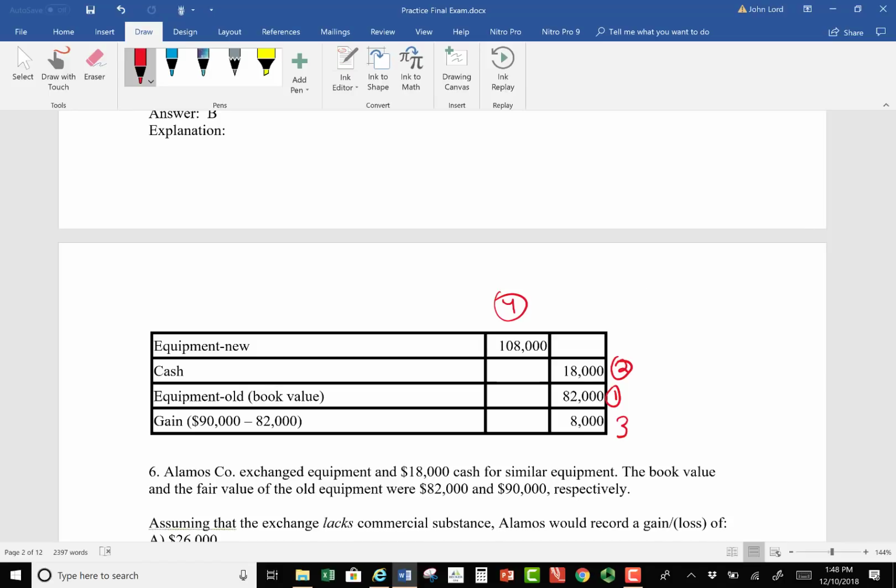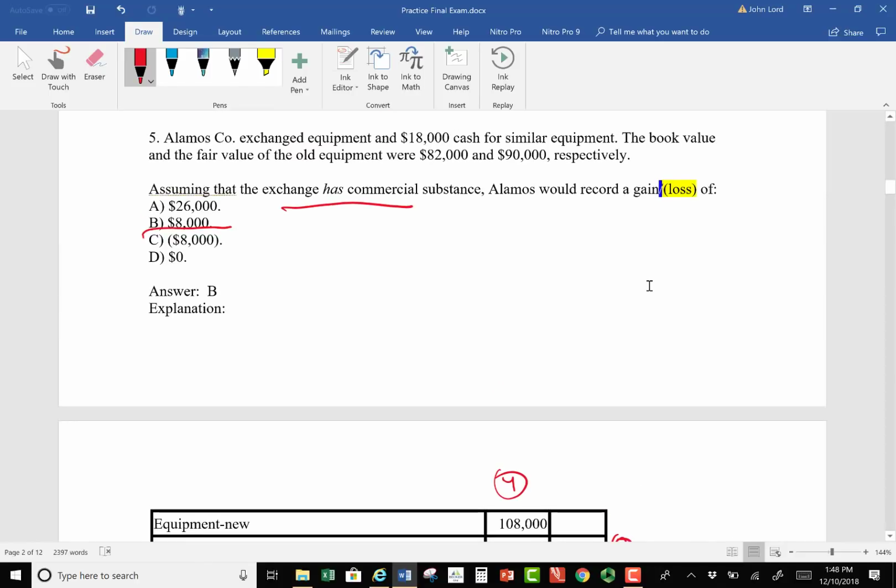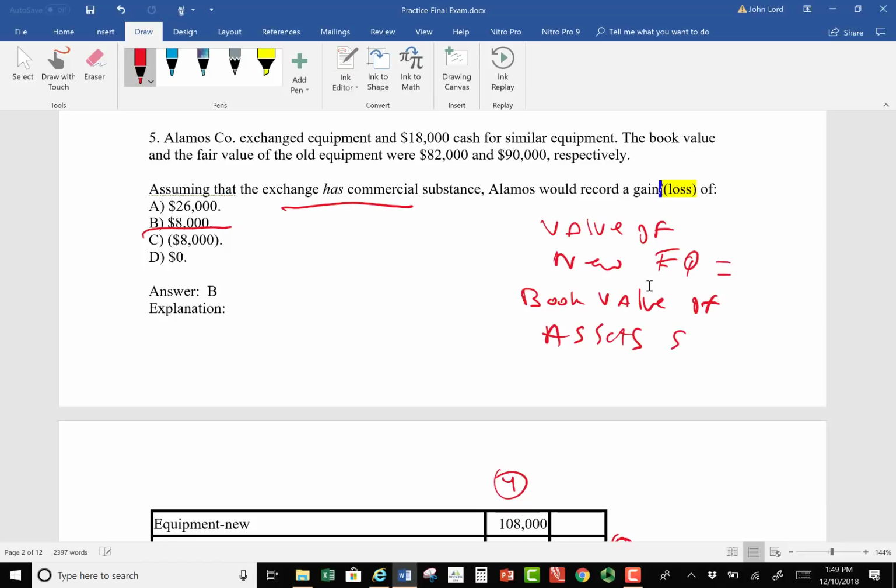But remember, we said that the value of new equipment will equal book value of assets surrendered, given up. You want to say given up?